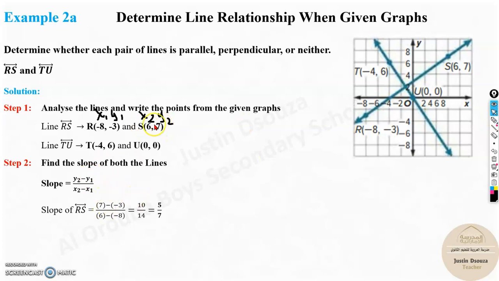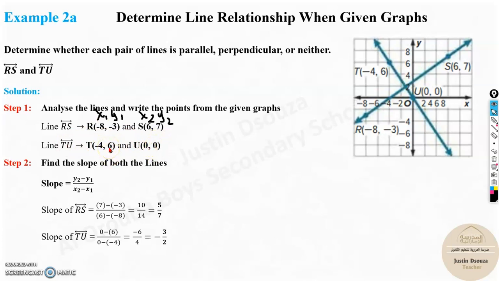You will get y2 minus y1. y2 is 7 minus of -3. So use the bracket, divided by 6 minus of -8, equals to, over here it'll be 10, and over here this minus minus becomes plus. So add them all, 10 by 14, it's 5 by 7. Same way, find the slope over here for the next line.